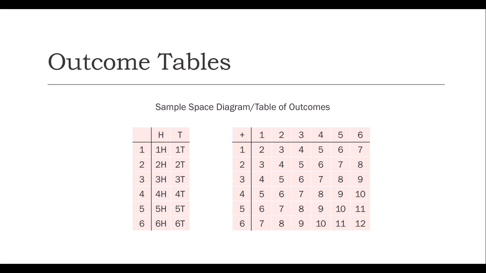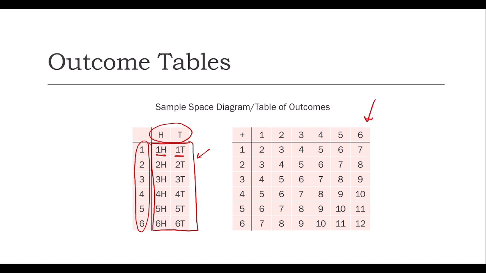Then we have outcome tables. So you can see the entire sample space or a table of the outcomes. If you're flipping a coin, and you can get heads or tails, and rolling a dice, where you can get 1, 2, 3, 4, 5, or 6, your sample space is this whole area in here. You could get a 1 and a heads, a 1 and a tails, or any of these options in here.